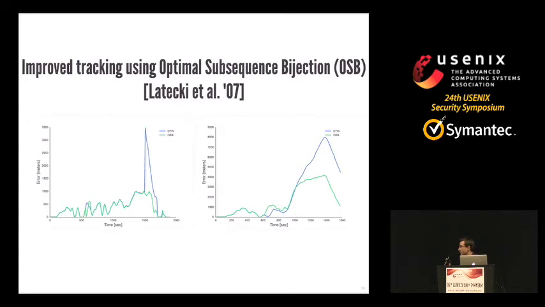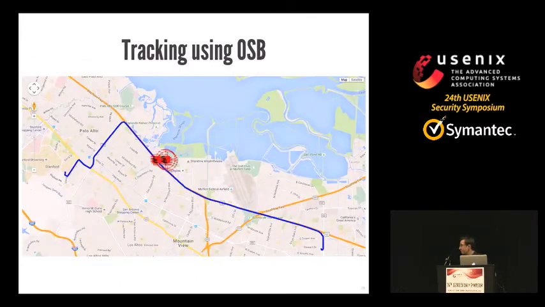And we tested it. We applied it to a couple of different profiles we collected, and we can see that in most of the cases, the optimal subsequence bijection indeed outperforms the estimation using dynamic time warping. Sometimes dynamic time warping performed better for short periods, but mostly this method seems superior. And this is how the tracking looks using optimal subsequence bijection, and you can see that it's indeed better. The estimate seems more consistent with the ground truth.